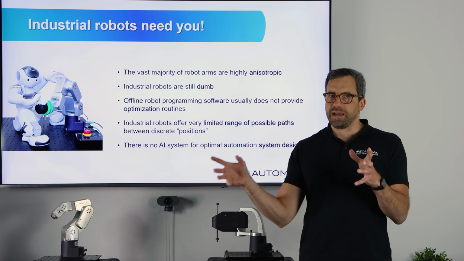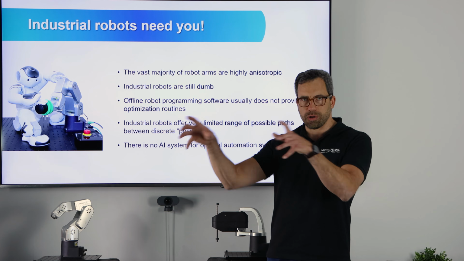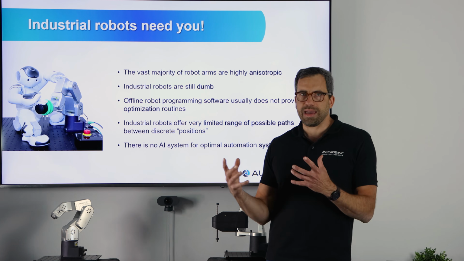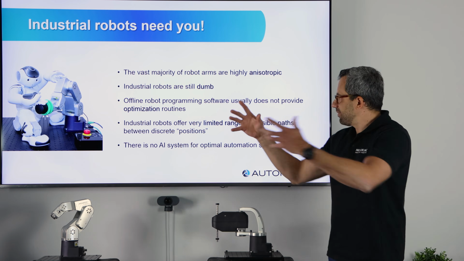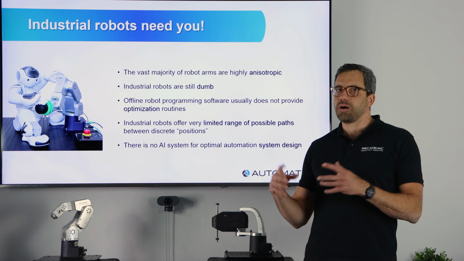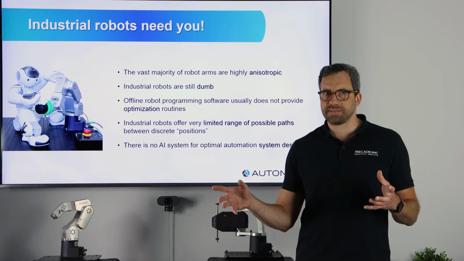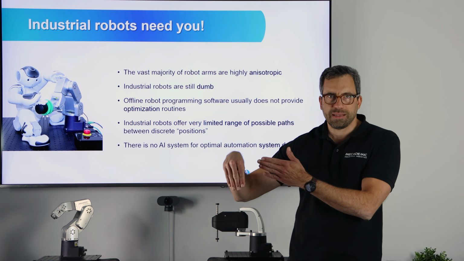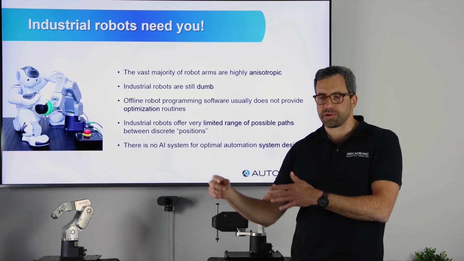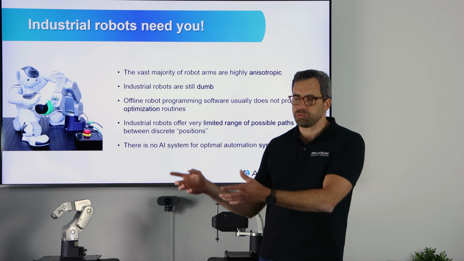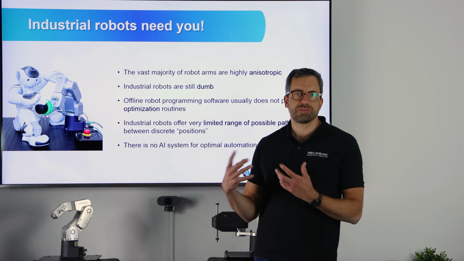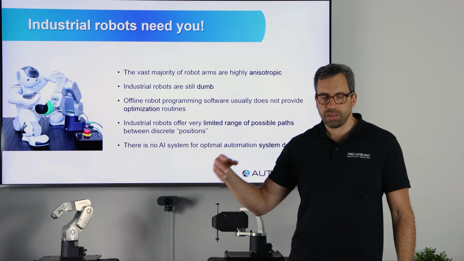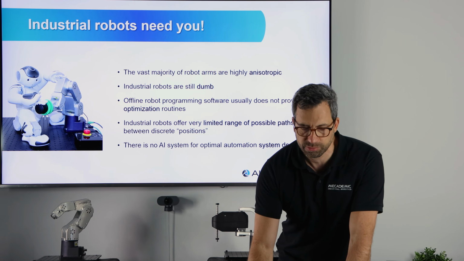And even if you optimize the motion of the robot and the sequence of robot positions, there is no AI system that will design the whole automated system for you, that will choose the best gripper, the geometry of the adapter plate for the gripper, which conveyor you choose, where you place it, and so on. No system will ever do this. So industrial robots, they still need you, and they will need you for many, many more years to go.